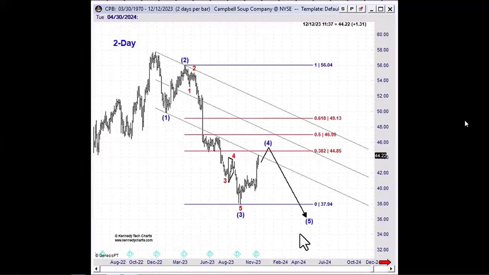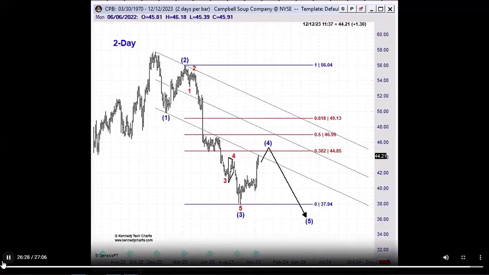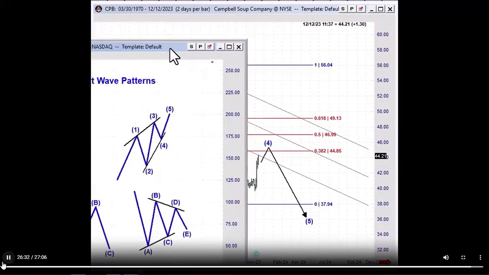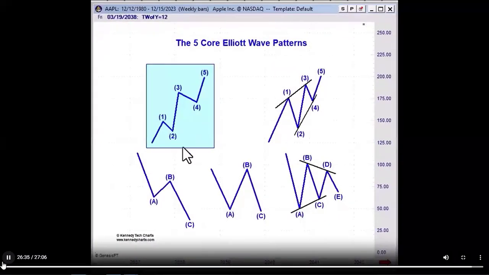Well, that concludes today's lesson on impulse waves. Now, what I plan to do moving forward is, for the remainder of this week, continue to focus on nothing but impulse waves. But in the weeks to come, we'll look at diagonals, and then we'll spend some time with zigzags, flats, and triangles. And hopefully these more in-depth lessons on each of these individual Elliott wave formations will give you a greater degree of confidence in your own Elliott wave labeling.